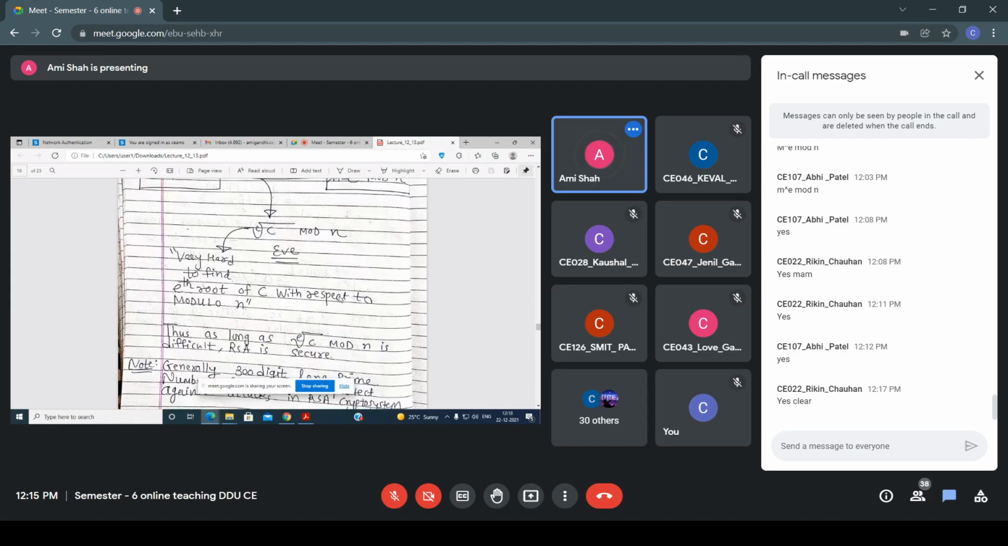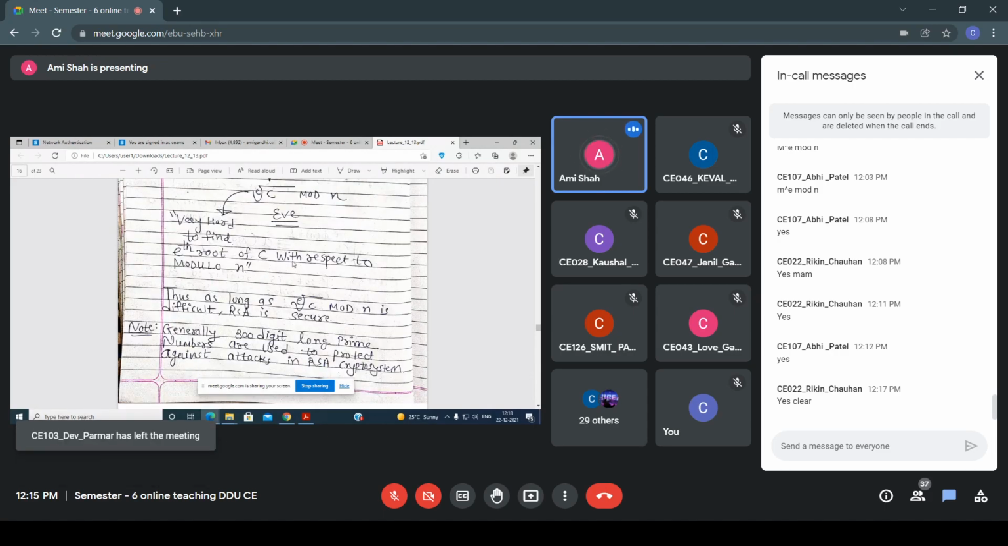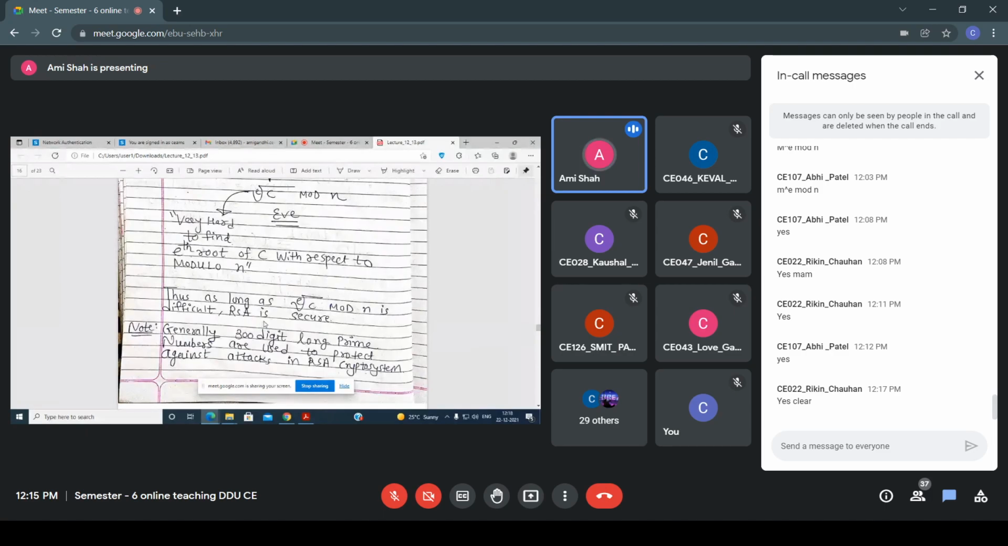And this problem I discussed in the initial lecture. If this type of equation is given, then finding the eth root of C with respect to modulo n is very hard. To find the eth root of C with respect to modulo n is very difficult, and that's why I can say that RSA is very secure. This is one of the reasons.